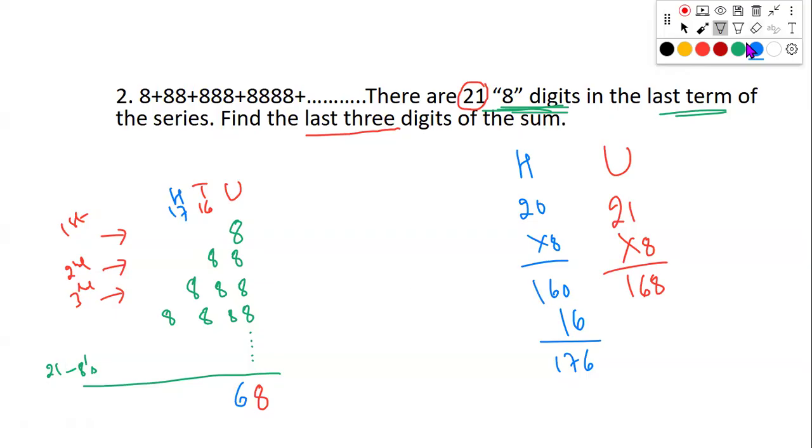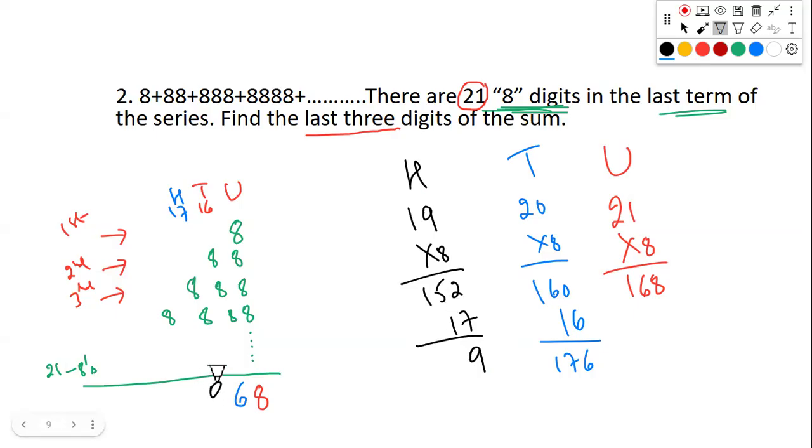Oh, so this is the tens place. Let me just remove this and write it as the tens place. Units, tens. Now comes hundreds. Again, one eight will be short. That is, units place has 21 eights, tens has 20 eights, hundreds has 19 eights, and we multiply. So here it is 152, plus the carry 17. So what is the unit place I am getting now? 2 plus 7, 9. The rest of the things are not required for me. I will just write 9 and say this is my answer.